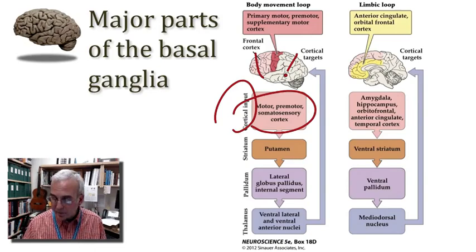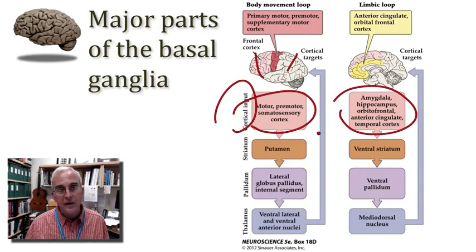In the limbic loop, the cortical input is coming from telencephalic structures that we associate with the ventral and medial parts of the forebrain. This includes the amygdala, the hippocampus, the orbital and medial parts of the frontal lobe just in front of the motor cortex. This includes the cingulate gyrus and regions of the temporal cortex.